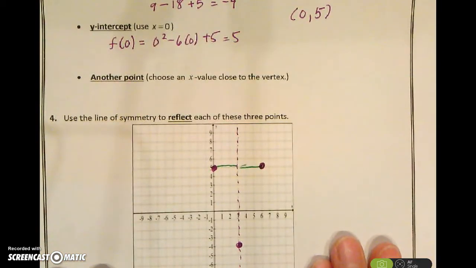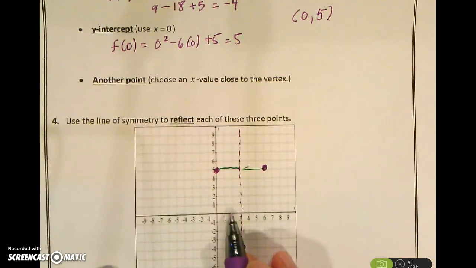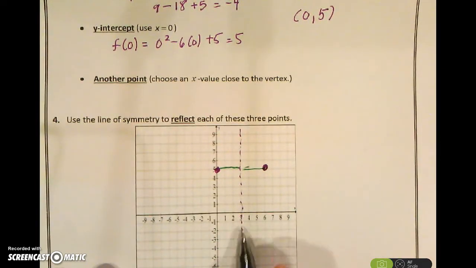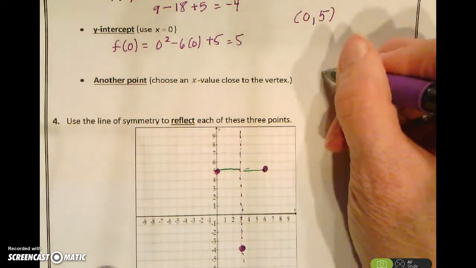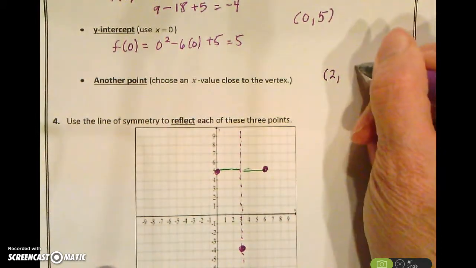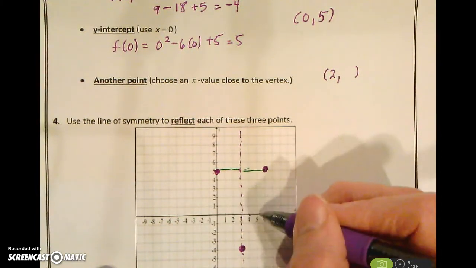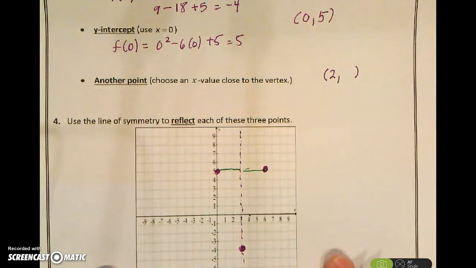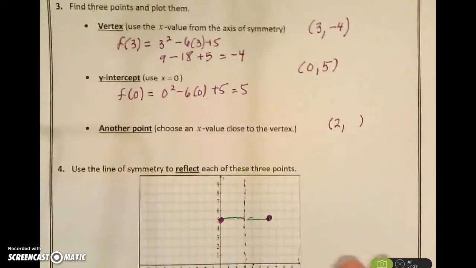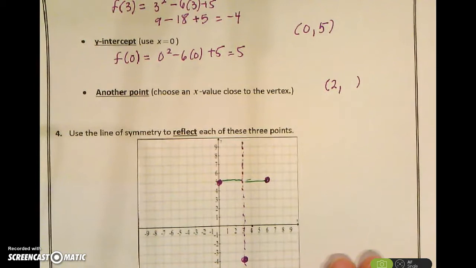Just to make sure that we have it right, we want to plot maybe a point that's closer to the vertex here. So maybe let's plug in 2 and figure out what we're going to get. We chose it because it was close. I could have chosen a 4, a 1, or a 3, just something in here in the middle where we can have an idea of what the shape will look like.